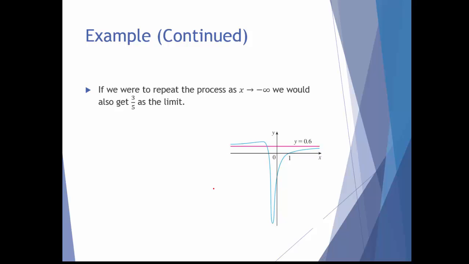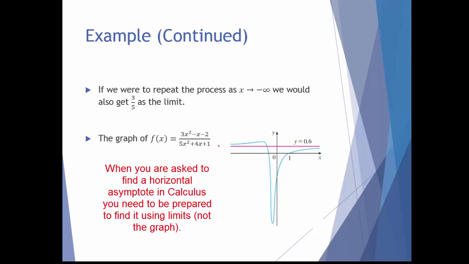So if we take a look at the graph of f of x equals 3x squared minus x minus 2 over 5x squared plus 4x plus 1, this is what the graph looks like. And sure enough, this is the line y equals 3/5, which is 0.6. And as x approaches positive infinity, this is going to go towards 3/5. And as x approaches negative infinity, this is going to go towards 3/5. Also notice, that's the horizontal asymptote for this particular function.